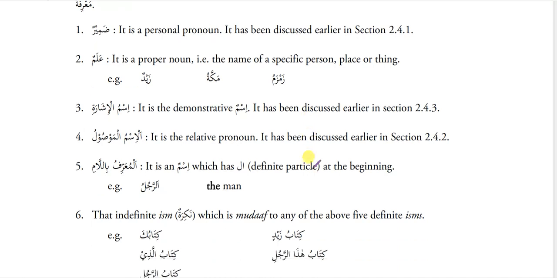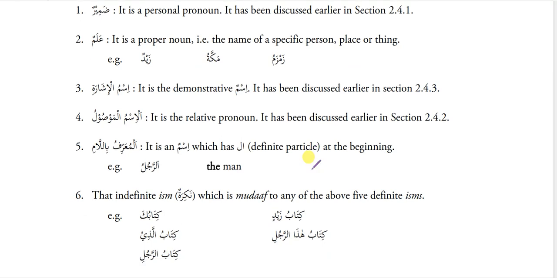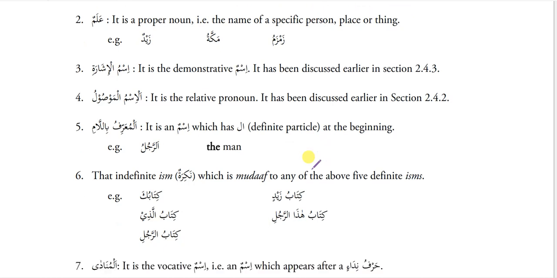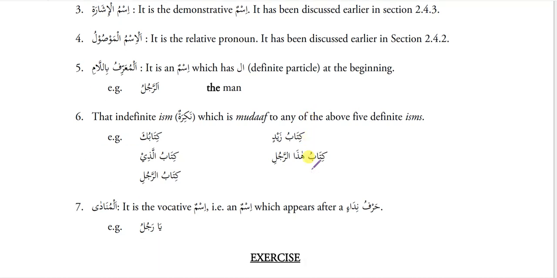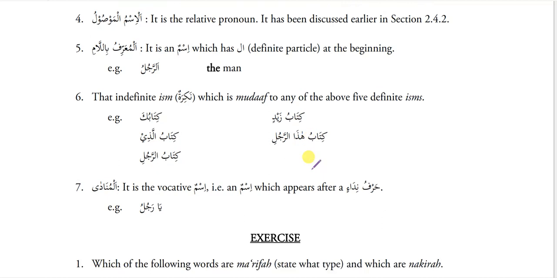Zamir, it is a personal pronoun. It has been discussed earlier in 2.4.1. Alamun, it is a proper name, that is the name of a specific person, place or thing. For example, Zaidun, Makkah or Zamzam. Ismul Isharati, it is a demonstrative ism. It has been discussed. Ismul Mausul, it is a relative pronoun. Al-Mu'arrab bil-Lam, it is an ism which has alif lam, a definite particle, at the beginning, like ar-rajulu, the man.